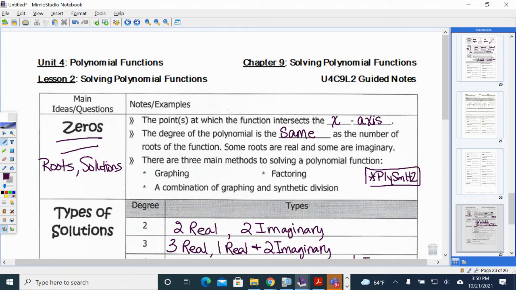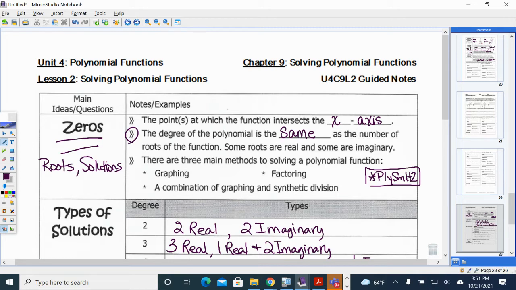Again, let me repeat what that means. On that second bullet that said the degree of a polynomial is the same as the number of roots of the function, that means that if it has a degree of 3, if it's a cubic polynomial, then there should be 3 solutions, 3 roots or zeros.